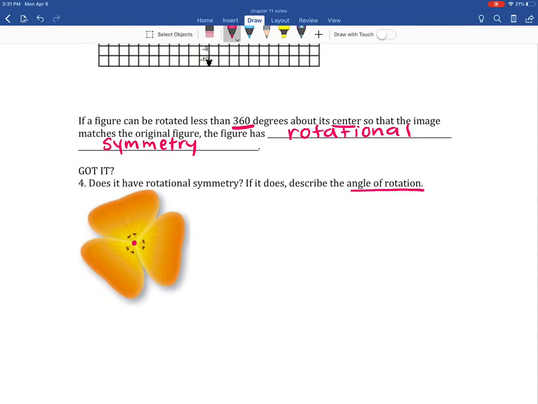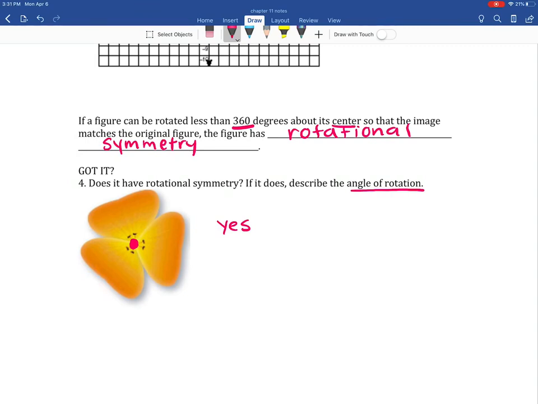So let's look at the center. This right here would be the center of my figure. Again, I like to actually physically take my notes and turn it to see if it rotates on top of itself. I notice that all three of this flower's petals look exactly the same. So if I turn it one petal width, I'll notice that I end up with the exact same thing. So I would say, yes, it does have rotational symmetry.